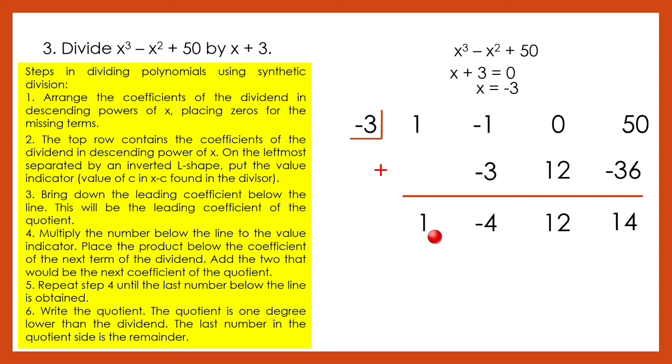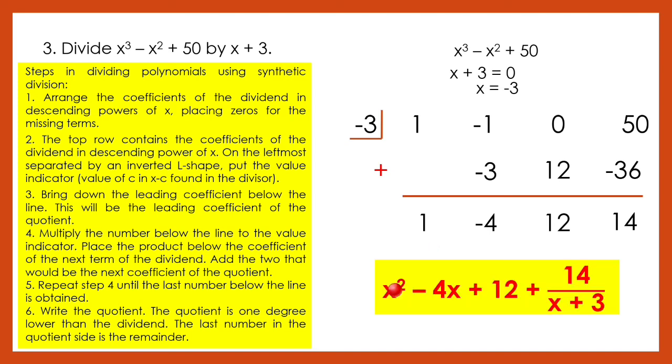Then, write the quotient. Ang dividend natin ay x cubed, so babawasan natin ng isa, magiging x squared na lang. Yun yung ating first term ng quotient. So, what that is, x squared, and then negative 4x plus 12, and then i-add natin yung remainder plus 14 over, wag kakalimutan yung divisor na x plus 3. Therefore, our quotient is x squared minus 4x plus 12 plus 14 over x plus 3. Okay, nasusundan.